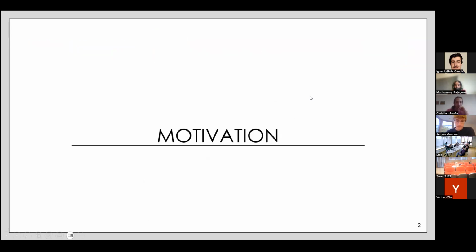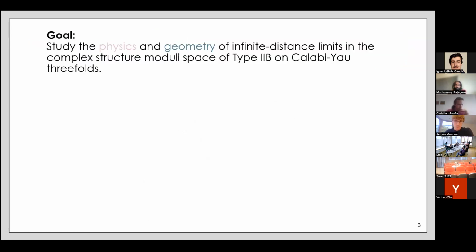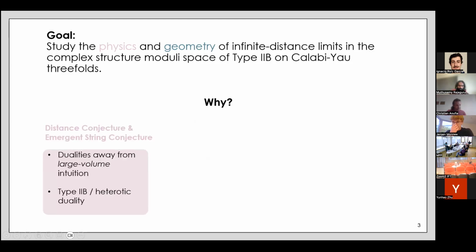So let me start with some words of motivation. The goal of these works is to study the physics and geometry of infinite distance limits in the complex structure moduli space of type IIB on Calabi-Yau threefolds. Of course, we are all interested in this, but it's maybe good to recall why. One reason is, in the context of the swampland program, we would like to test things like the distance conjecture and the emergent string conjecture.